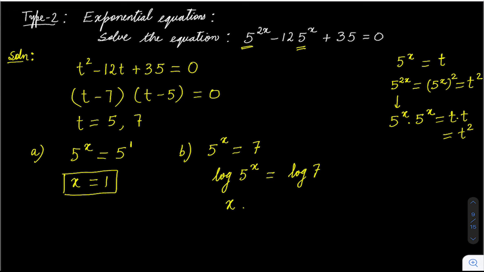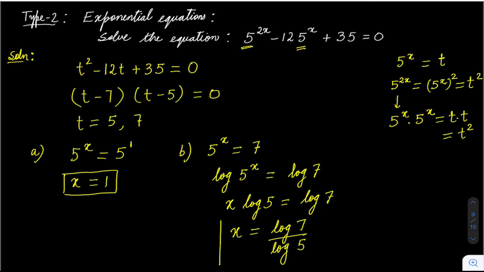Okay, so this will be x times log of 5 equal to log of 7. So my x value will come out to be, now you can use your calculator or you can just leave it like this, no problem. Log 7 over log 5. This is my second answer. So I have two answers in this case. X is 1 or x is log 7 over log 5. So this is how they can give you the exponential equations.